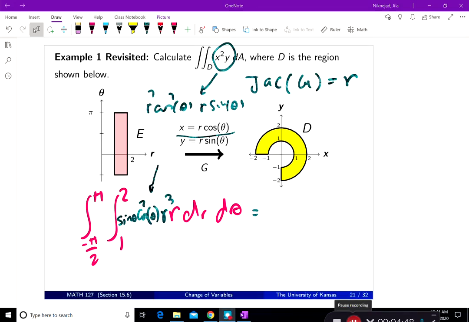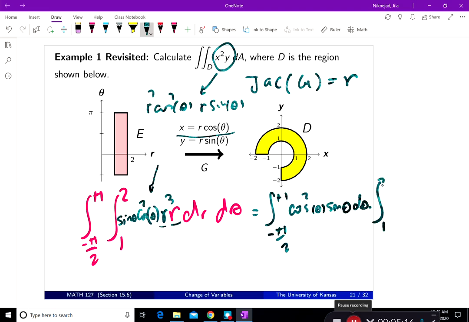Taking this integral, remember there is r to the 4th, one for the Jacobian and one for part of the function. These are multiplied by a function of theta. So I can separate things. I can put negative pi half to pi, cosine to the power 2 theta, sine theta, d theta, then multiply it by the integral from 1 to 2 of r to the 4 dr. This part will give me r to the 5 divided by 5, from 1 to 2.